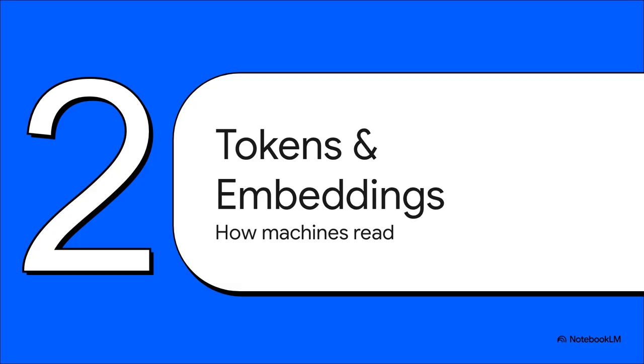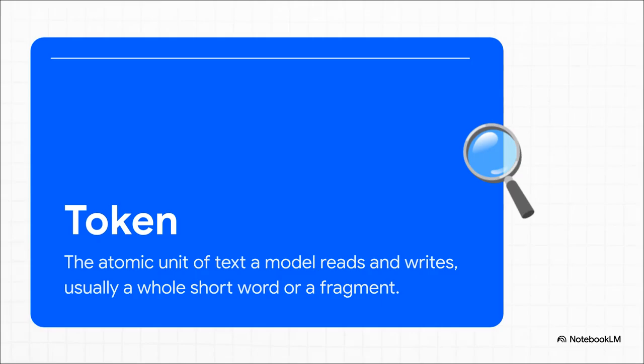That brings us to Section 2, tokens, embeddings, and math. Basically, how machines read human language. You see, models don't actually see words or letters the way you and I do. Instead, they see what we call tokens. Think of a token as the atomic unit of text. A short little word might be a single token, but a longer, more complex word gets chopped up into several pieces. As a general rule of thumb, one token equals about 4 characters of English.